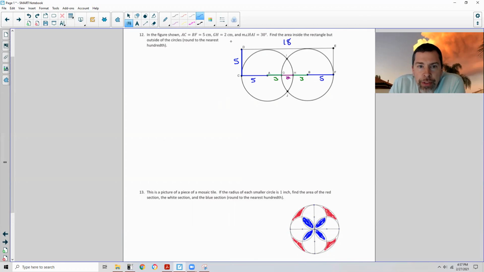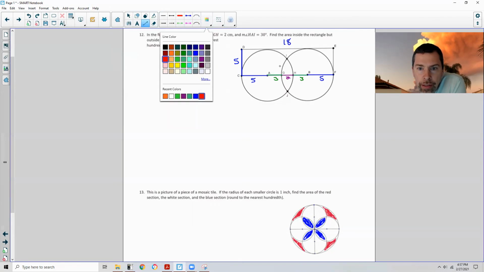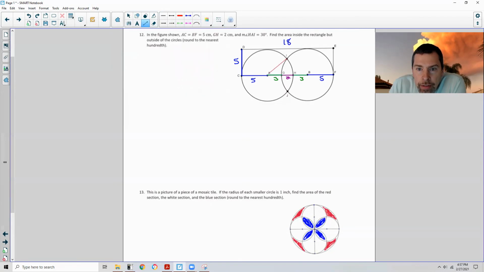So there we go. Now they say the measure of HAI, so we need to draw that. I'll use red, and nice and thin. That's this angle here.